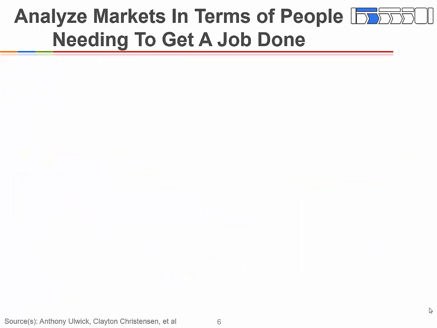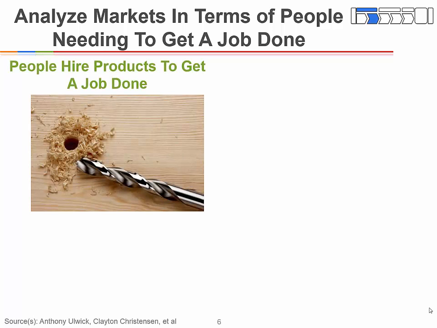So that's the first step: pick a path. And then the second thing you want to think through is to analyze your market in terms of people needing to get a job done. A lot of times we go into new product development thinking, well, we're going to make a better mousetrap. Well, the reality is people might not even really care about the mousetrap itself. They just care about catching mice. And in some cases, that's kind of the job to be done.